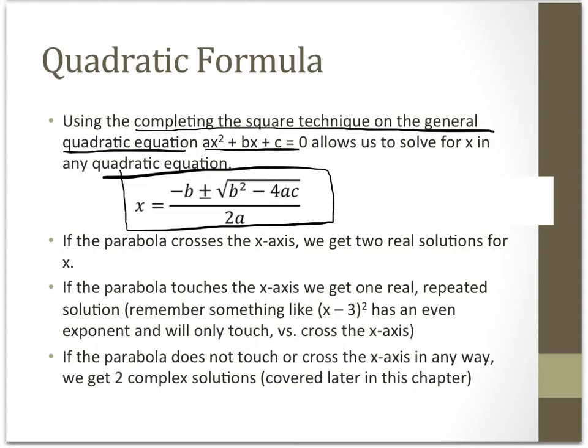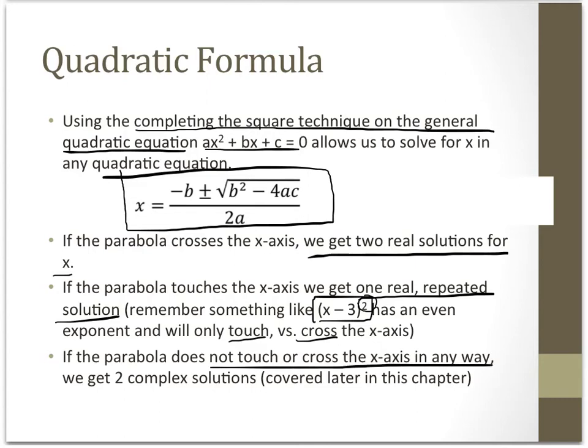So if the parabola crosses the x-axis, we're going to get two real solutions for x. If the parabola touches the x-axis, we get one real repeated solution. Remember, this will look like something like x minus 3 squared, and because this exponent is even, it will only touch versus cross the x-axis, and we learned this in the last chapter. If the parabola does not touch or cross the x-axis in any way, we have two complex solutions, which we'll cover later in this chapter.